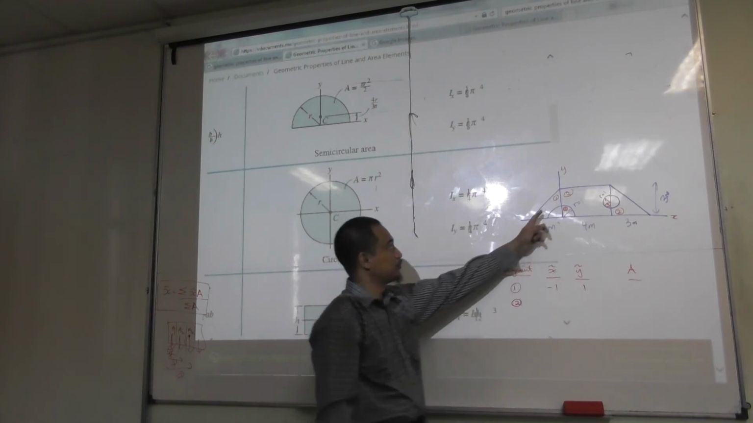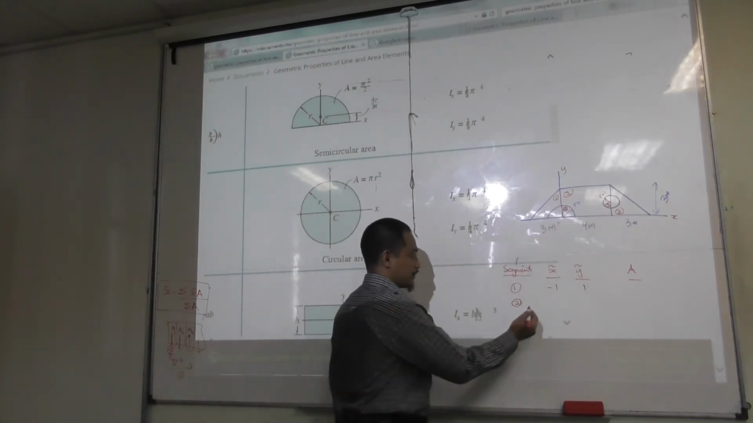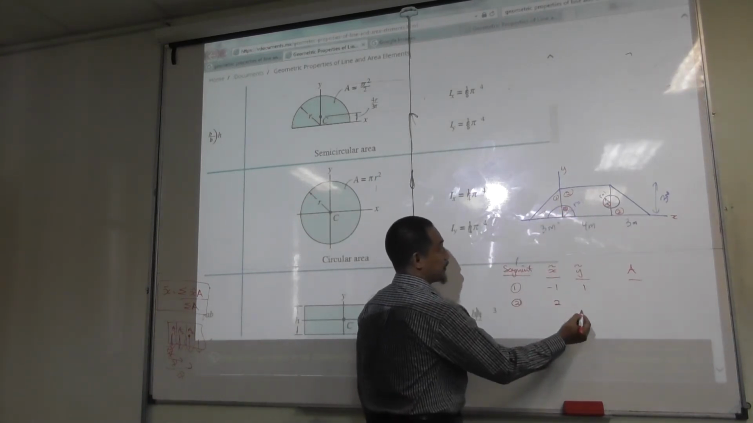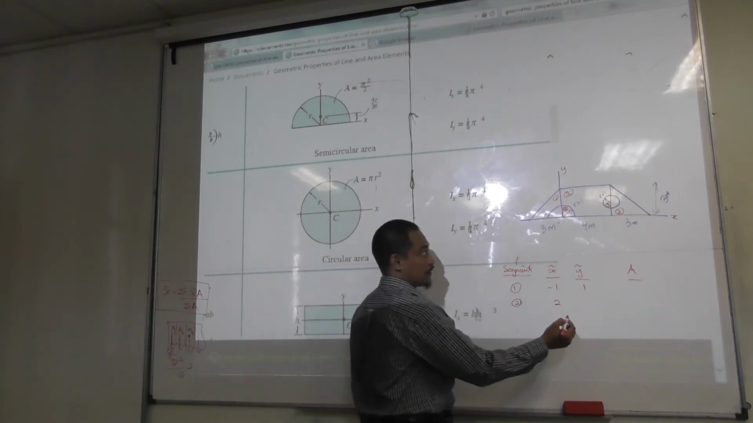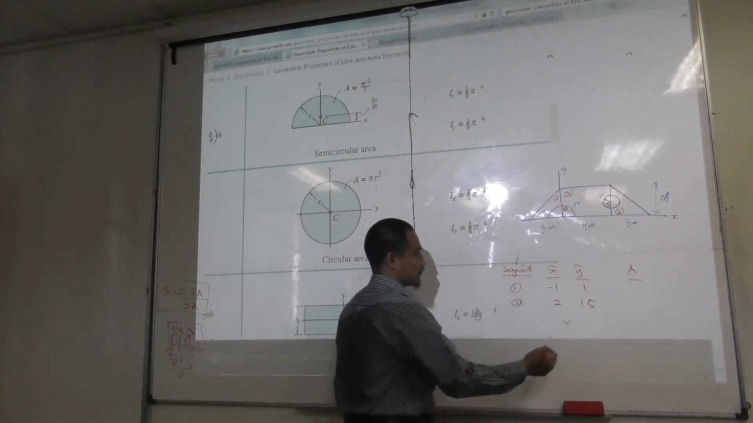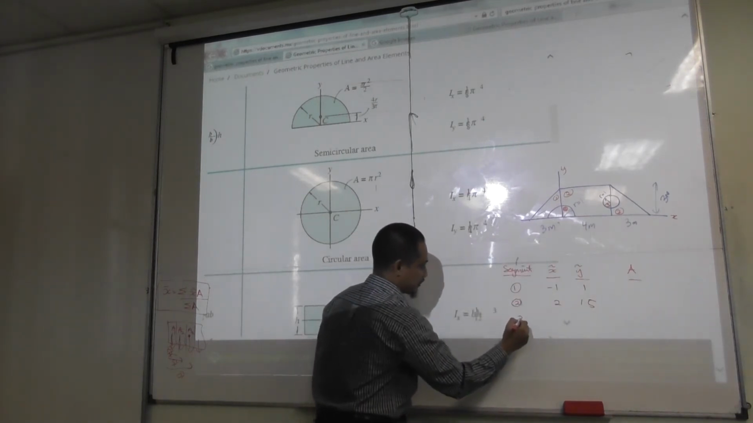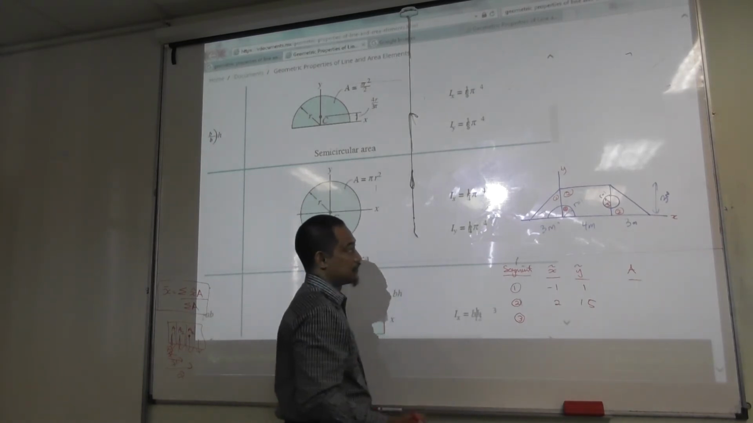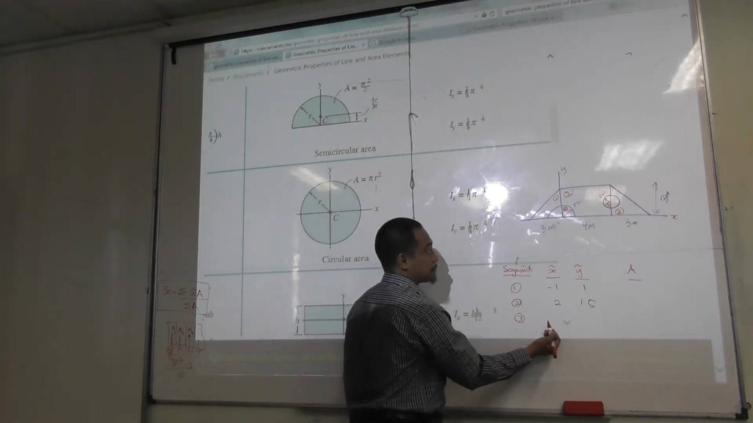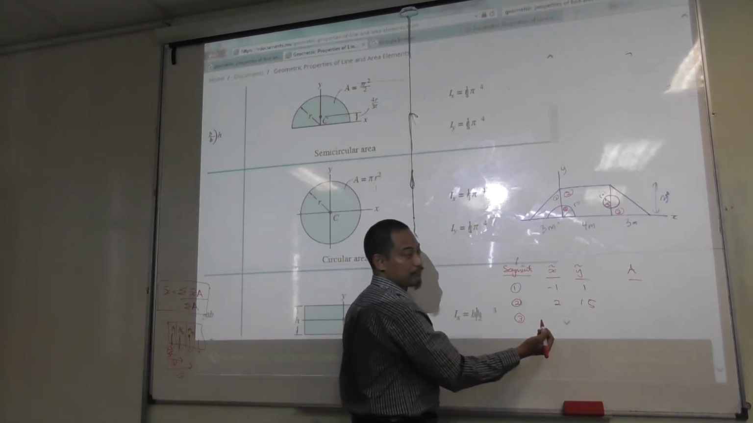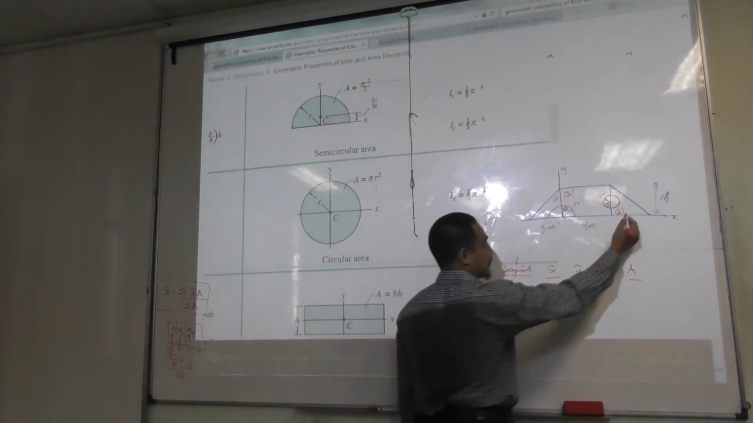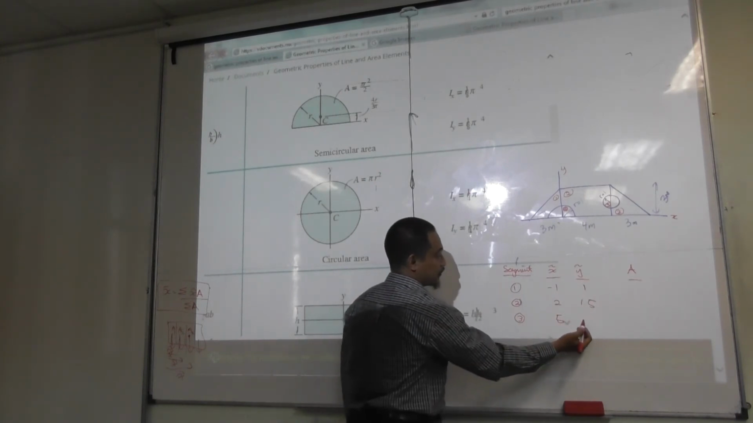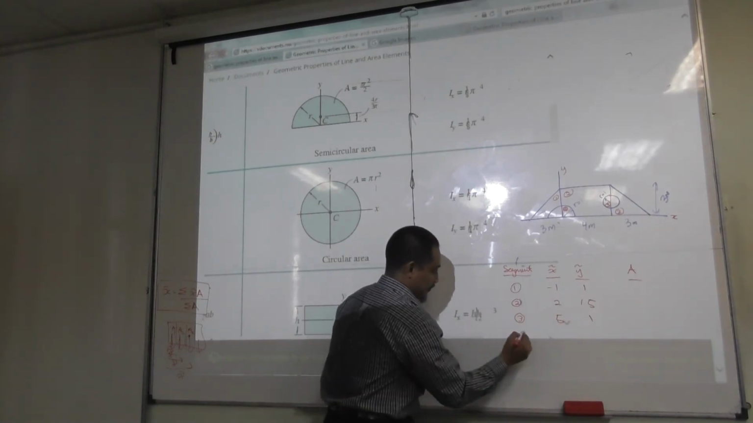Segment 2. The rectangle. What's the X coordinate? 1.5. Okay, the area. I assume the area is simple. 3. Segment 3, the triangle there. X coordinate? 5. Meaning 1 plus 4, right? And the Y coordinate? 1. Okay, what about segment 4?